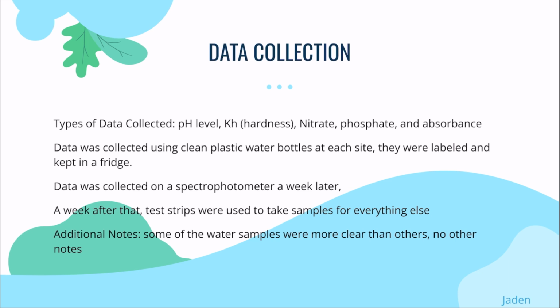We went to each of the test sites and collected data samples in clean plastic water bottles, which were labeled with duct tape and placed in a fridge after each of the sites were tested. And then data was collected on a spectrophotometer a week after that, and then a week after that, test strips were used to take samples for the pH, hardness, nitrate, and phosphate. There were no really abnormal notes, just some of the water samples were more clear than others.